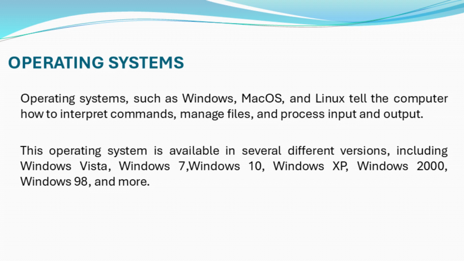This operating system is available in several different versions, including Windows Vista, Windows 7, Windows 10, Windows 11, Windows XP, Windows 2000, Windows 98, and more. These versions differ in ways ranging from mere cosmetic issues to advanced technical functionality. However, as far as basic computing tasks are concerned, all function similarly.